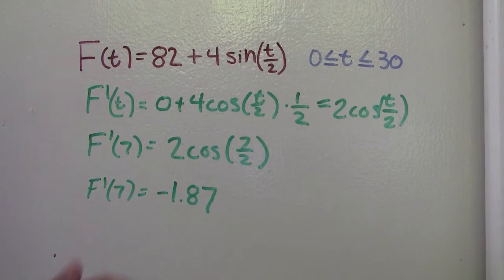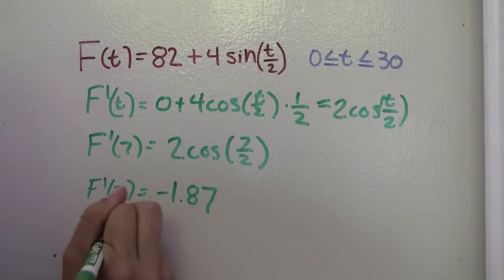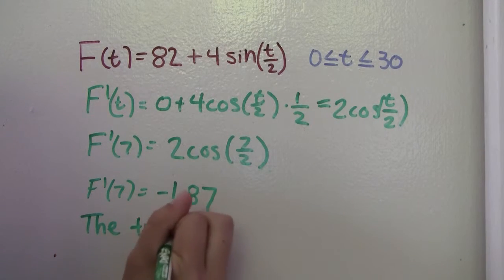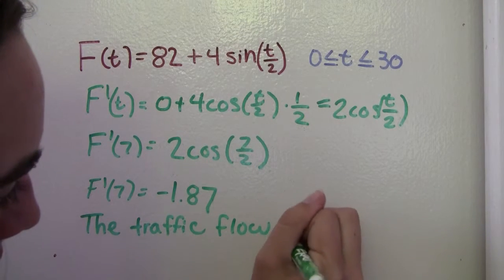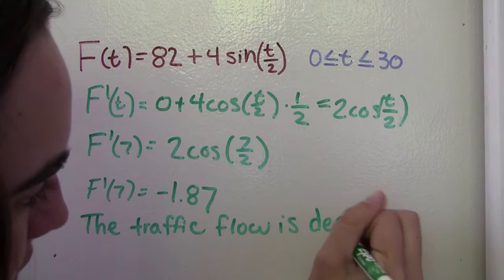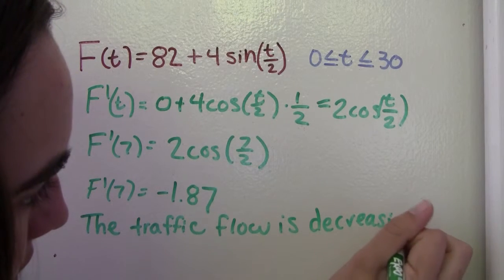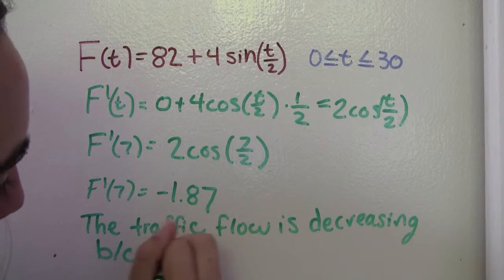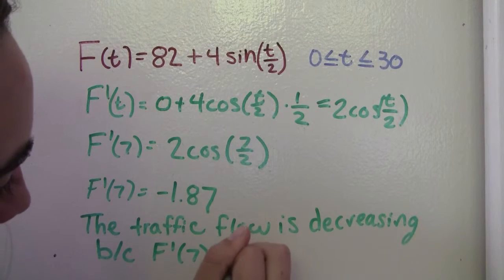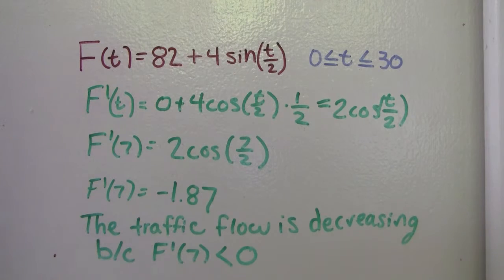So then we can say the traffic flow is decreasing because f prime of 7 is less than 0.